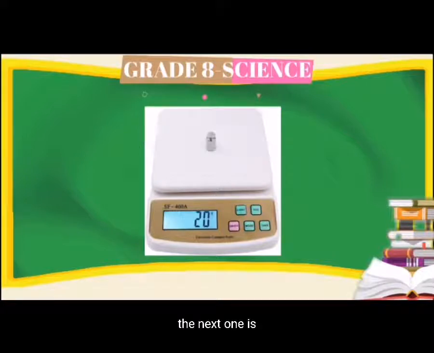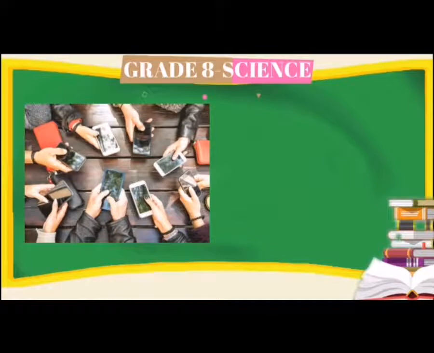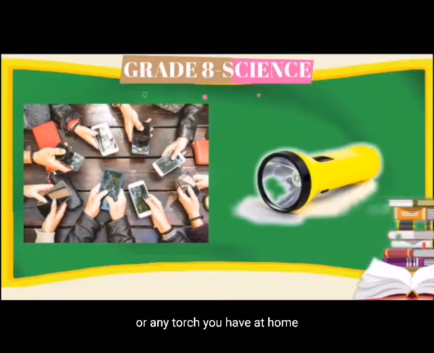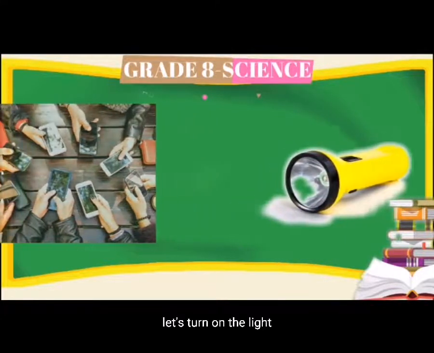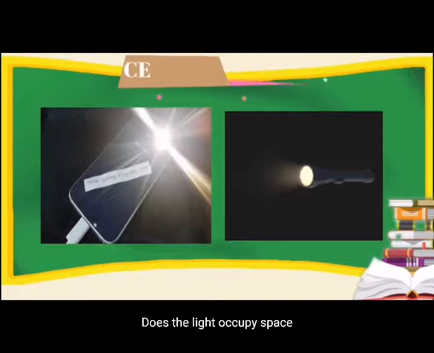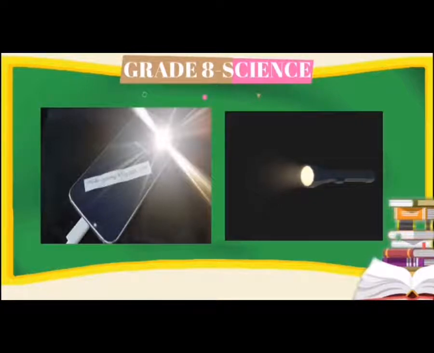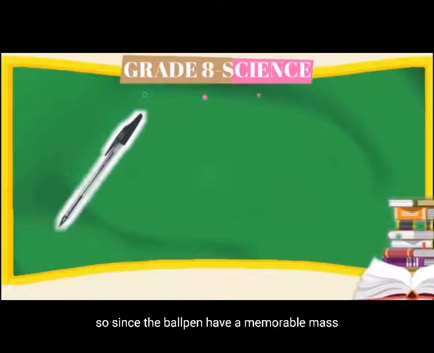The next one is you are going to bring out your cellular phones or any torch you have at home. Let's turn on the light. Let's observe the light coming from it. Does the light occupy space? Does the light have measurable mass? None. Very good.